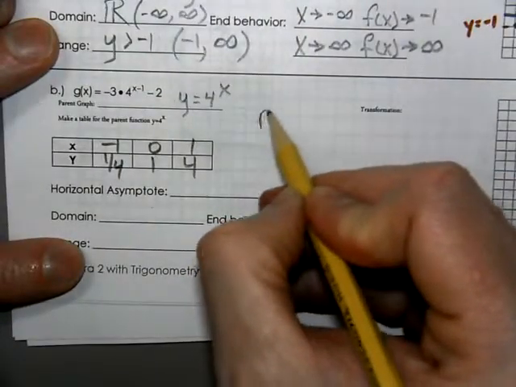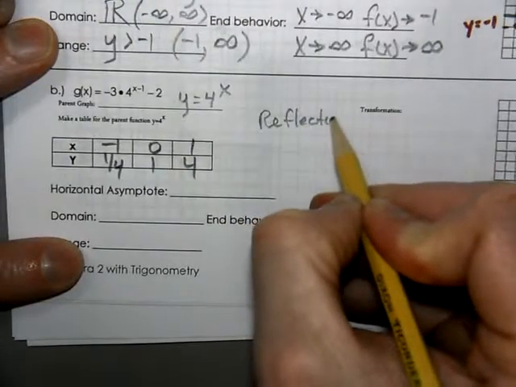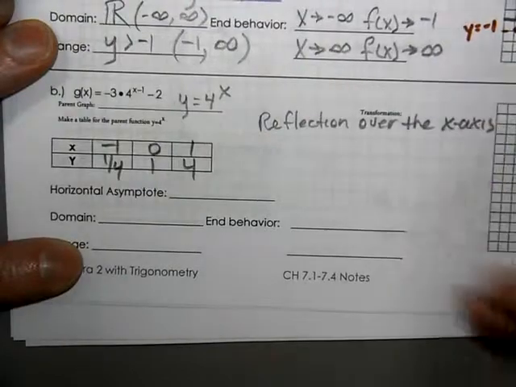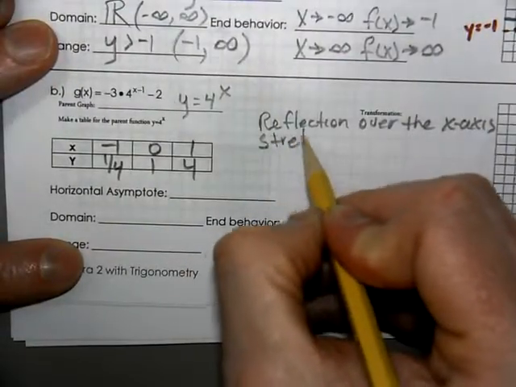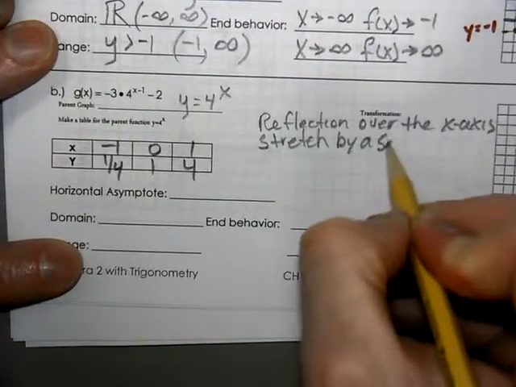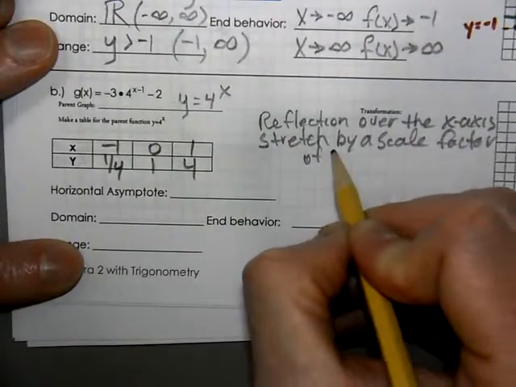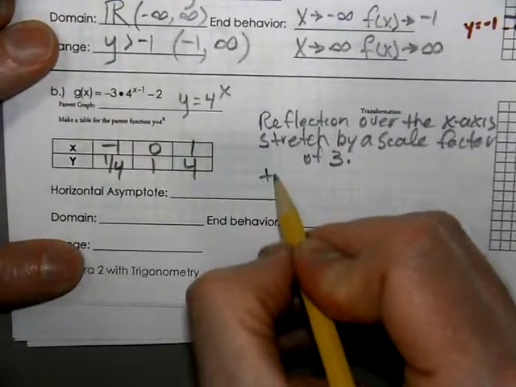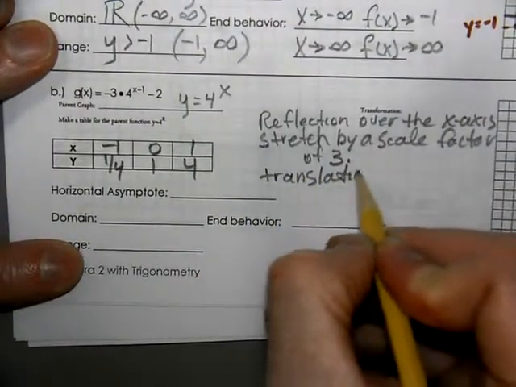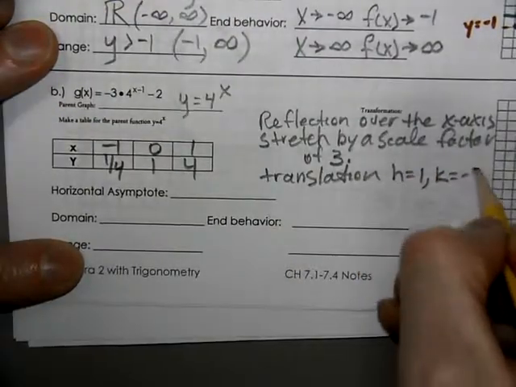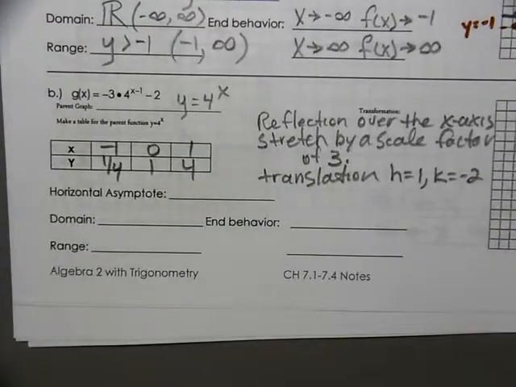We have a reflection over the x-axis. We have a stretch by a scale factor of 3, and we have a translation, h equals 1 and k equals -2. The horizontal movement's going to be 1 and the vertical movement's going to be -2.